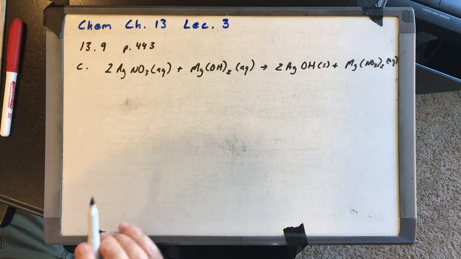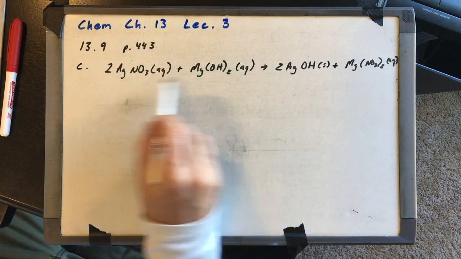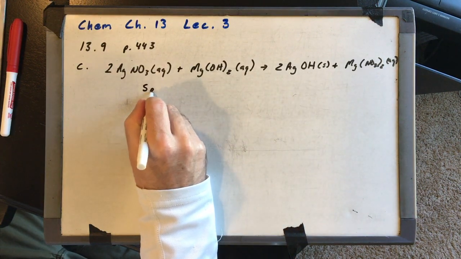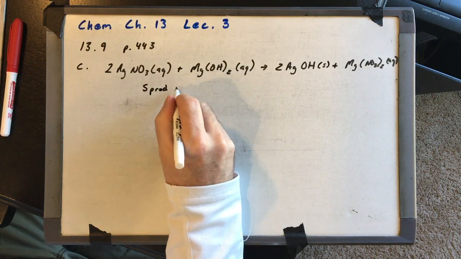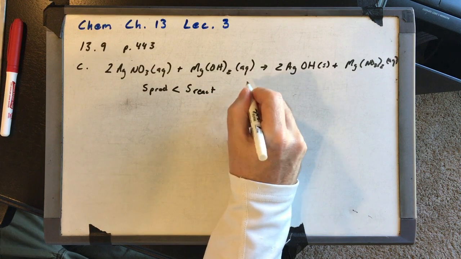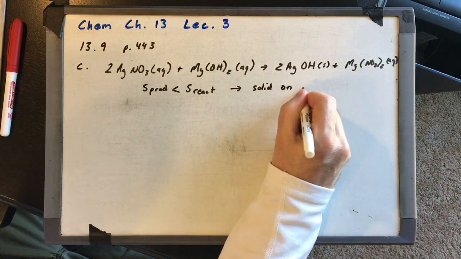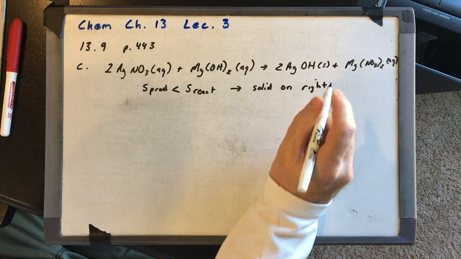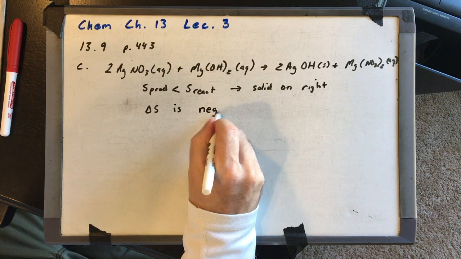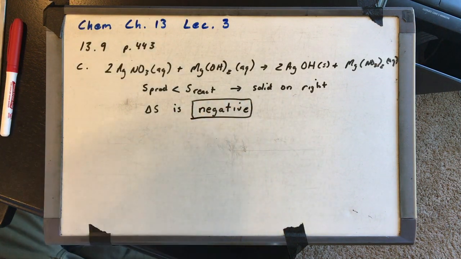Okay, so in this case, the right side has a solid. The left side has all liquids. The right side has a solid, though. So S of the products, the entropy of the products, is less than the entropy of the reactants because we have a solid on the right. So that means delta S is negative. This reaction is getting more ordered.